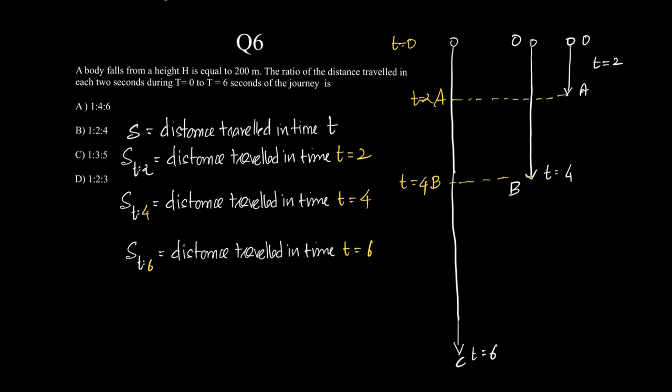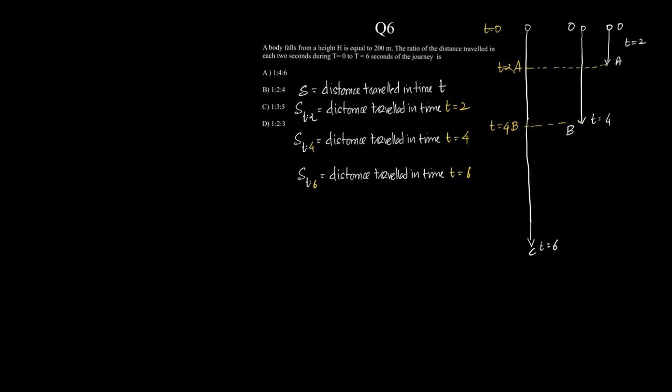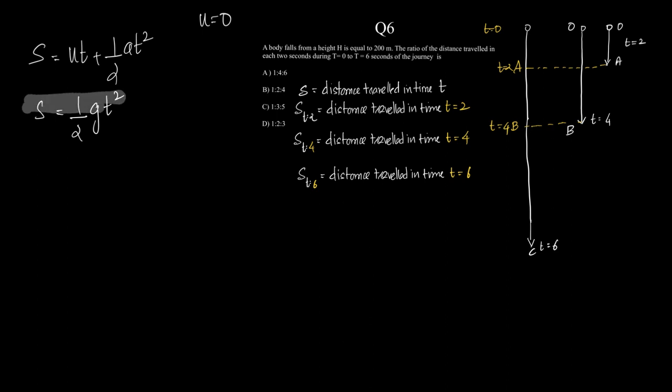Now, let me take you to the mathematical part of this. Let us first write down the equation. S is equal to ut plus half at square, we know, but since the body is falling from rest, u is equal to 0, so S is equal to half into gt square is the equation that we are going to make use of.